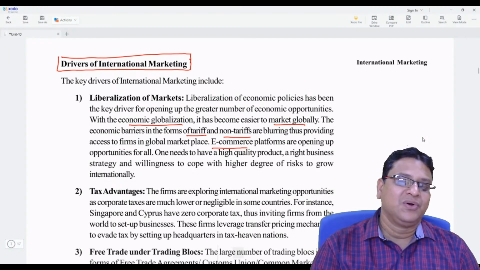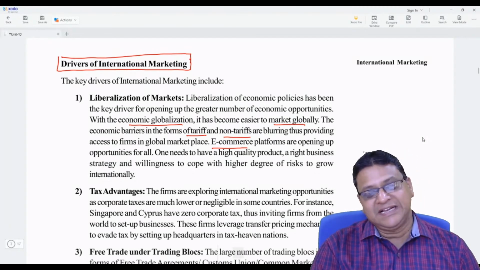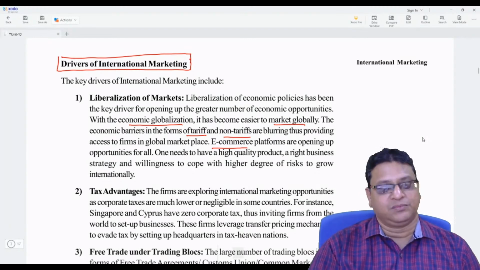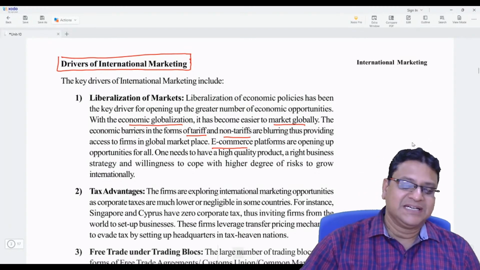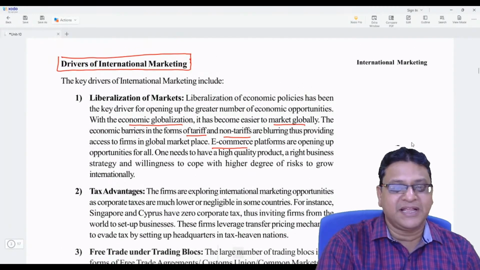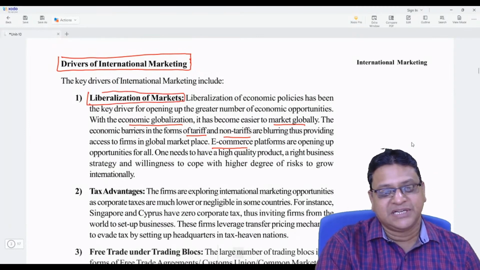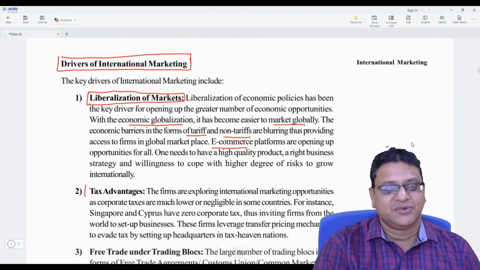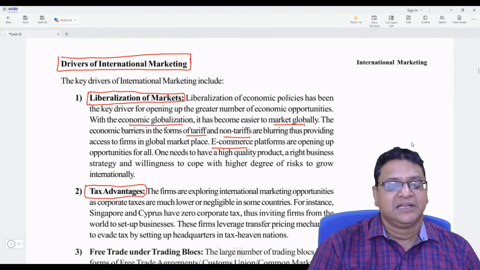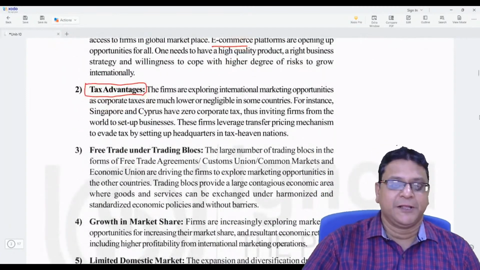So, as the markets are liberalized, international marketing plays a vital role. Second one is tax advantage. So the first driver is liberalization of markets. Second driver is tax advantage. What is tax advantage? How is it increasing the importance of international marketing?